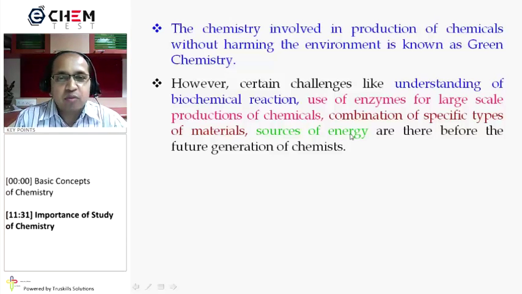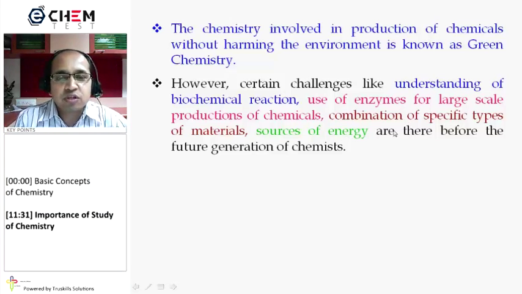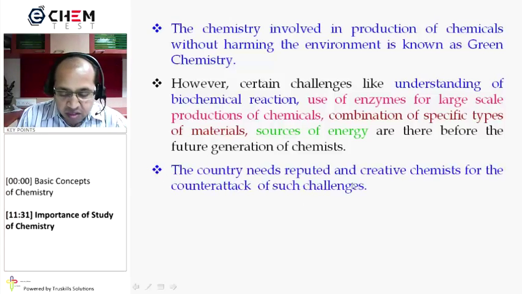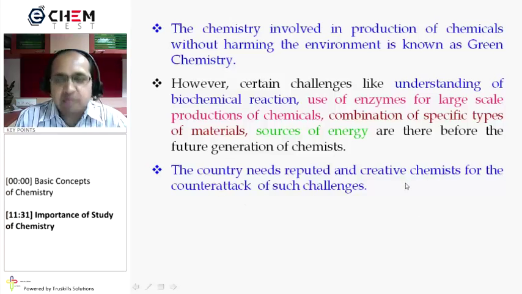We know that we are producing energy from fossil fuels. Instead of that, how can we use renewable sources like hydrogen, which is available from water, and how can we produce hydrogen from it effectively so that it can be used to run various types of engines and turbines? The country needs reputed and creative chemists to counter such challenges, and probably some one of you may accept this kind of challenge and do something innovative in the field of chemistry.